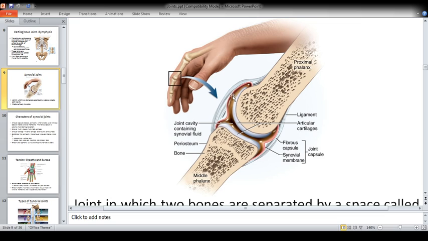So this synovial cavity would contain the synovial fluid that would provide the lubrication to these bones. Moreover, on the ends of both of these bones, because we want to prevent them from rubbing against each other, there is a cartilaginous membrane that is present. See this whitish thing, this is the cartilage.